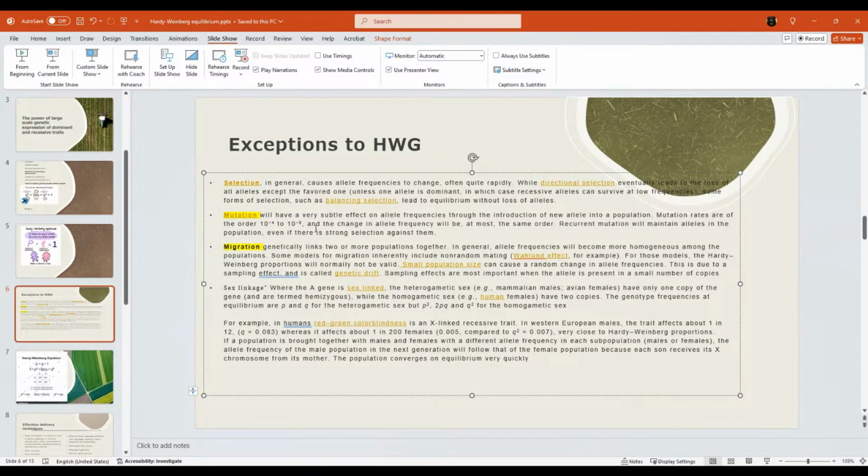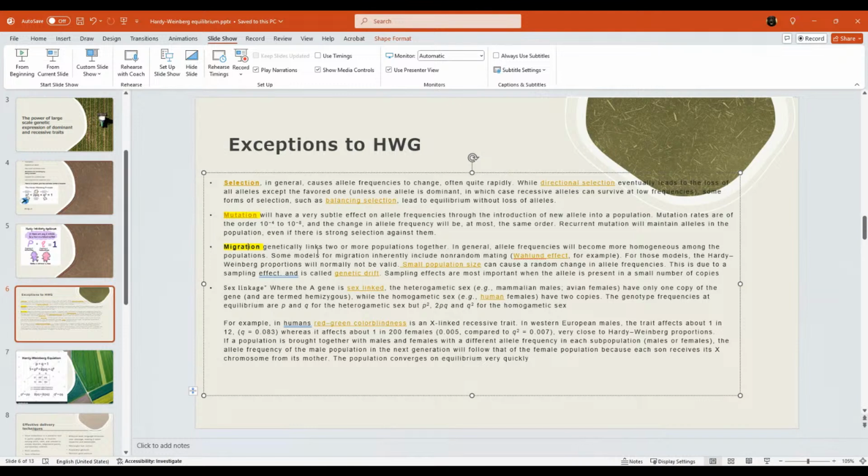10 to the 8th is 100 million. So mutation is 100 millionth of the genes of a population, but it's still a number that exists. So you can't assume no mutation. It does take place. Even though it's small, 10 to the -8th, mutation does take place.